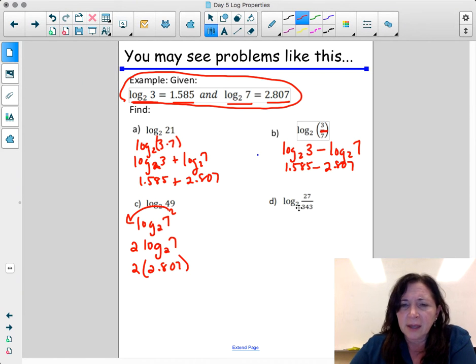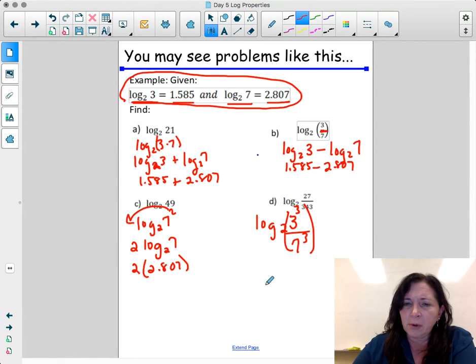And lastly, this is going to be log base 2 of 27, which we can't use because we can only use multiples of 3. We can only use 3 or 7. So that's going to be log base 2 of, let's say, 3 cubed. Okay, I'm going to still keep these in parentheses. Over 343, I believe, is 7 to the third power.